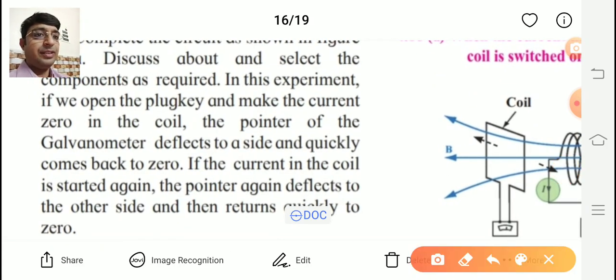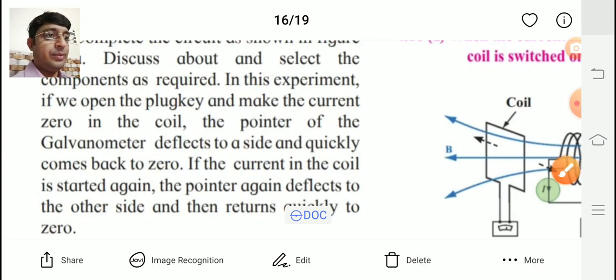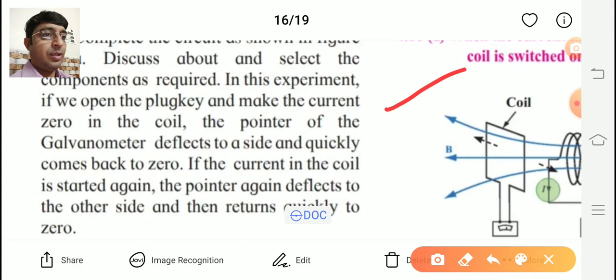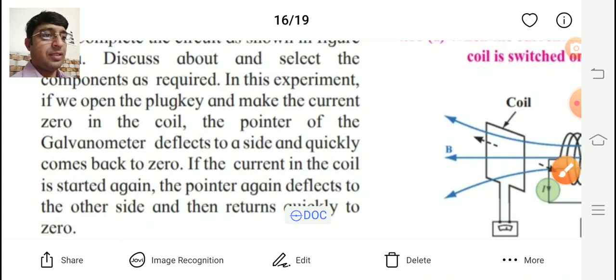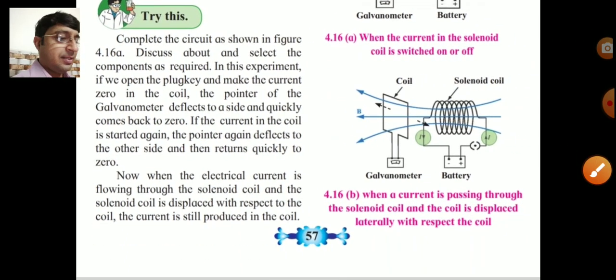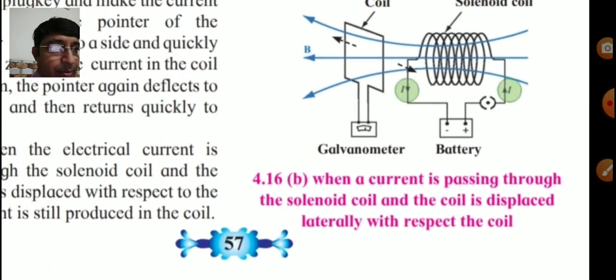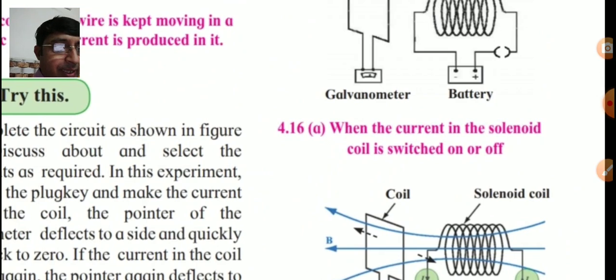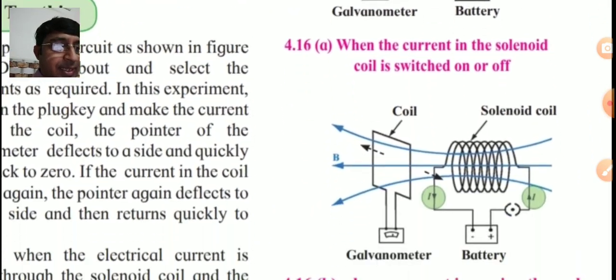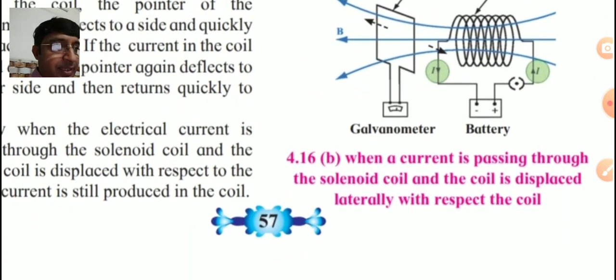This is the answer of this diagram of this question. Now next. Now the second diagram is given here. Galvanometer and battery are mentioned. Check all the diagrams. What is 4.16b?